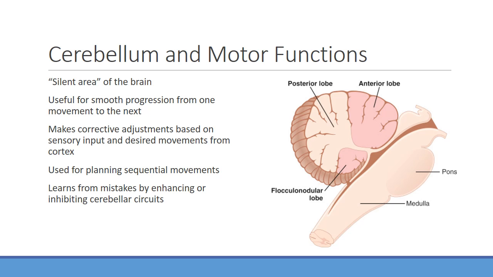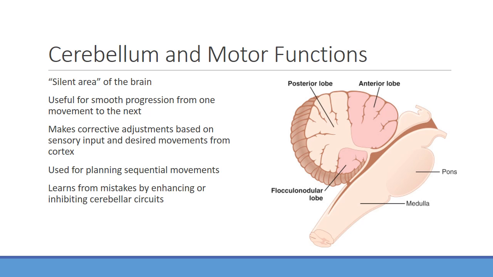But the cerebellum, if you were to activate it with electricity, you really don't see any actual movements that occur. So for a long time, people couldn't figure out what it was used for. But now we realize it's used for several features, which are very, very important. And if you lose any of these, it can be very difficult to move around like you want to.